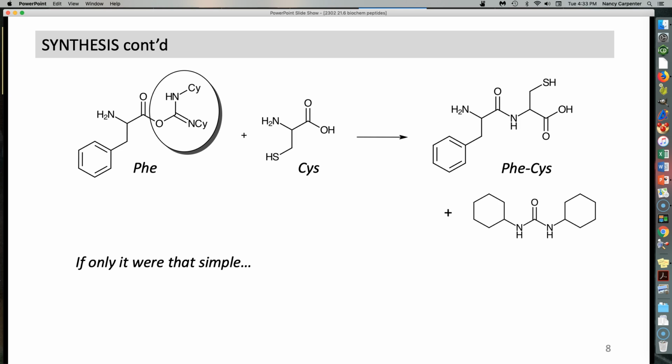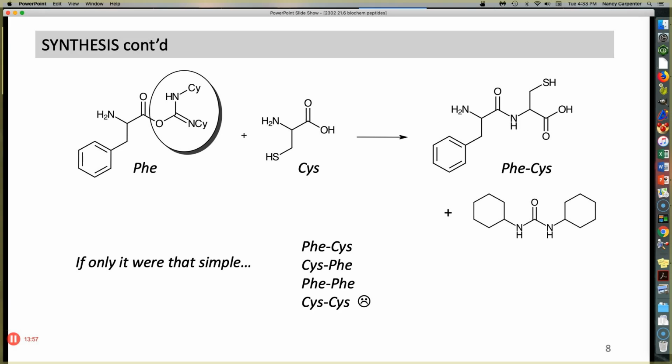It's not that simple, because in reality, you've got the phenylalanine and the cysteine, and who knows how many other amino acids. They're all in the beaker together, and so kind of like what we saw with the aldol reaction, you can get phenylalanine reacting with phenylalanine, you can get phenylalanine reacting at the N-terminus of cysteine, or you could have cysteine reacting with the N-terminus of phenylalanine, and basically the bottom line is, crap. What a pain. Let's just let Mother Nature do it.